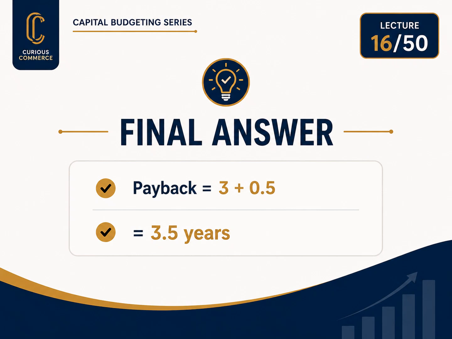Now let us calculate the final answer. Before year fourth, 3 complete years are already over. Additional fraction required is 0.5 years. So payback period equals 3 years plus 0.5 years. It means 3.5 years. This is the exact payback period. Not 4 years, not 3 years. The correct answer is 3.5 years.